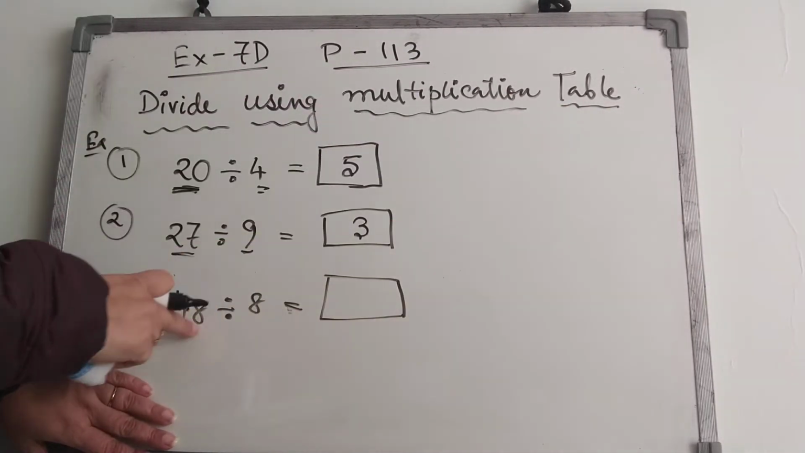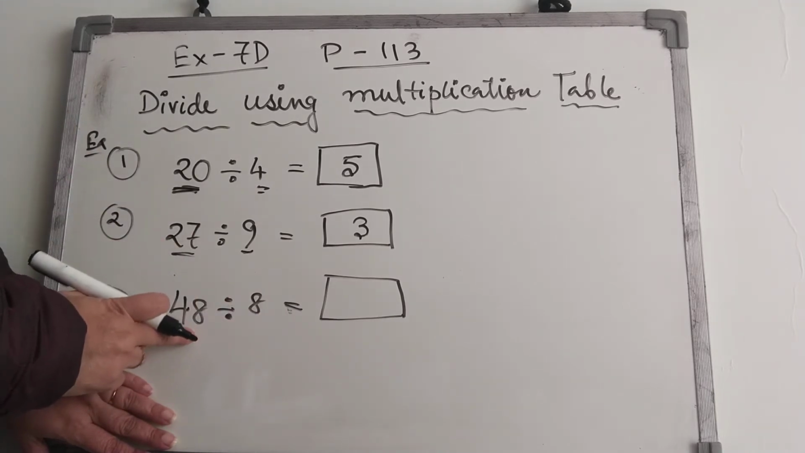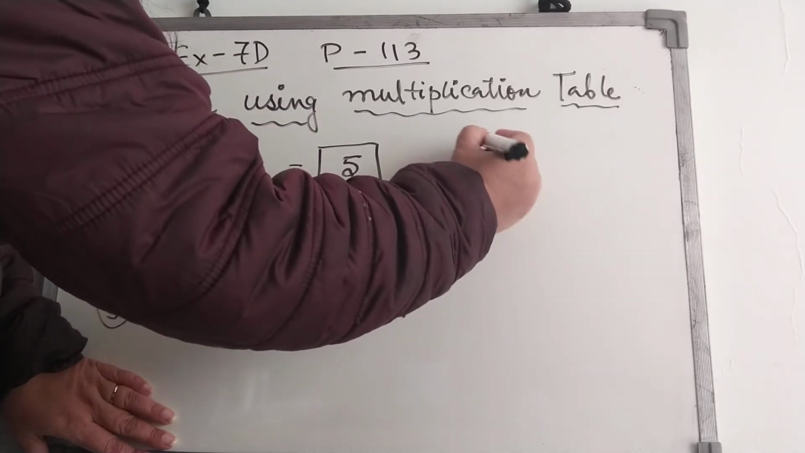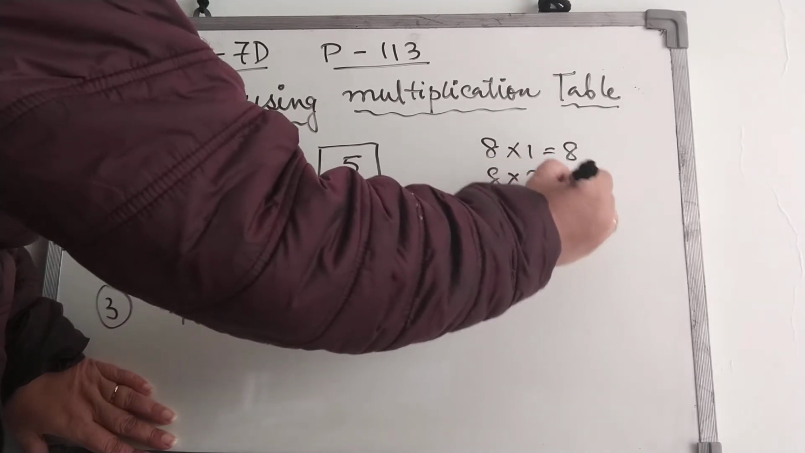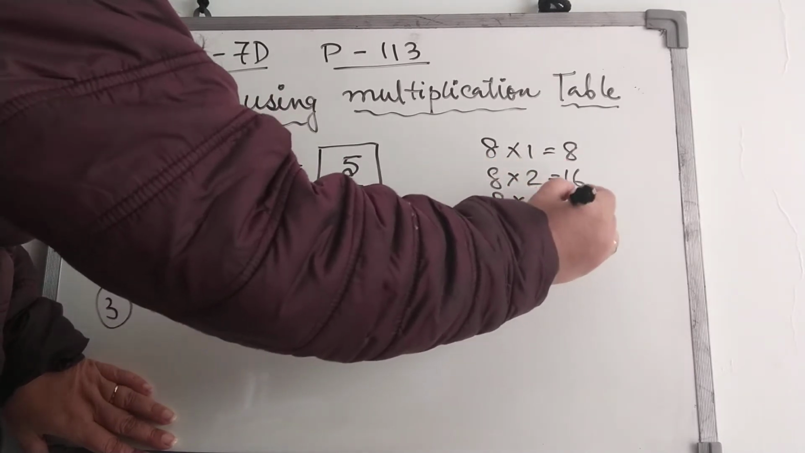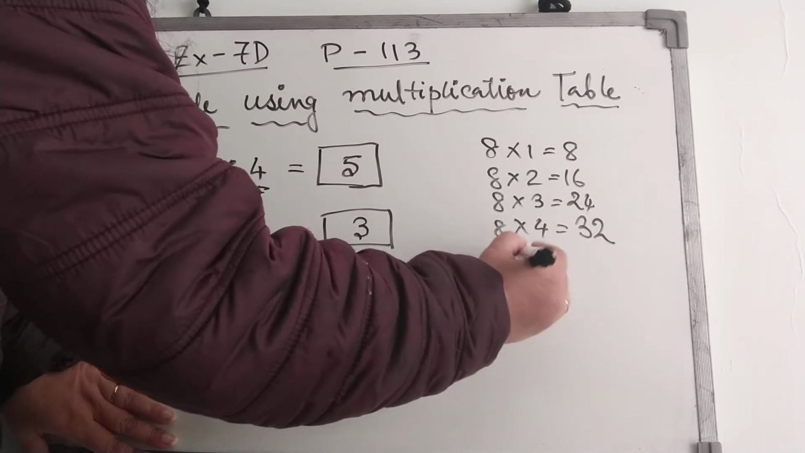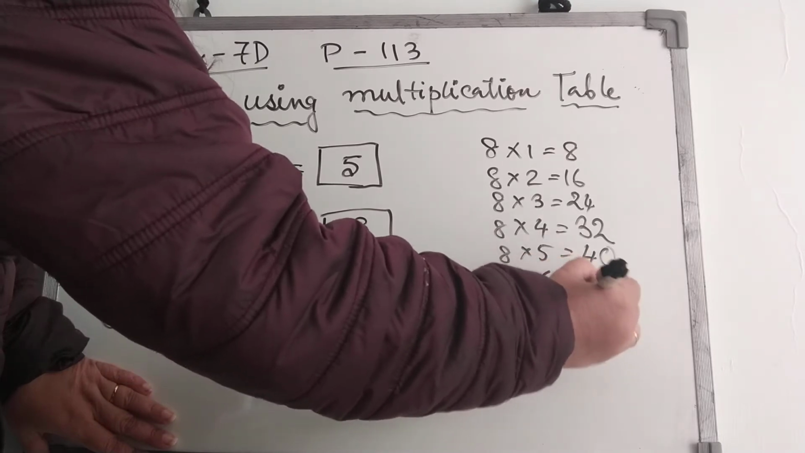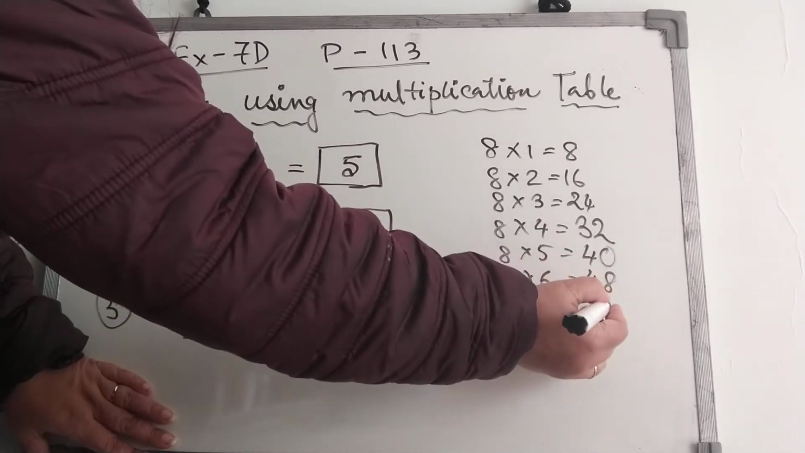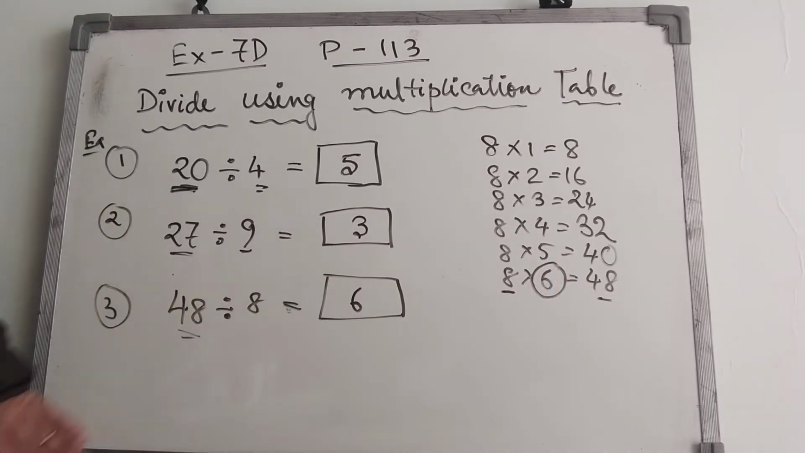Now come to this question. 48 divided by 8 means we have to write the 8 table. Until we get 48, we will write the multiplication table of 8. 8 ones are 8, 8 twos are 16, 24, 32, 8 fives are 40, 8 sixes are 48. So 48 divided by 8 is equal to 6. I think you have understood.